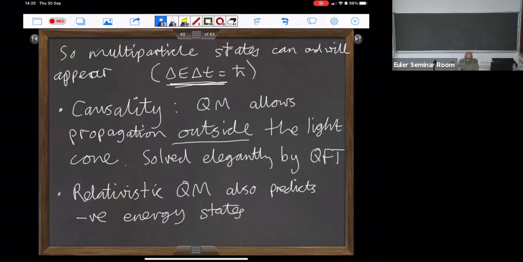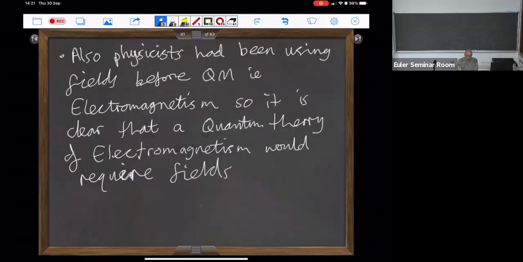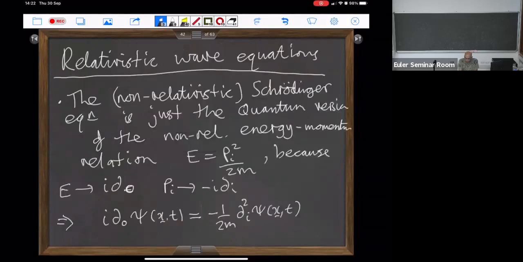Another reason for thinking about fields is that even before quantum mechanics, physicists were working with fields, mainly the electromagnetic field, because of Maxwell's equations. So the fact that quantum mechanics came along meant that we would need a quantum theory of electromagnetism, and that theory would presumably require fields, because the classical theory of electromagnetism has fields in it. So there are many reasons for introducing fields. The reasons have different peculiarities, or different qualities to them.